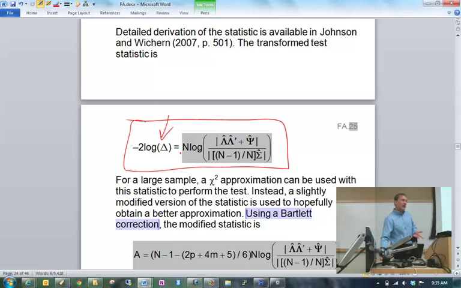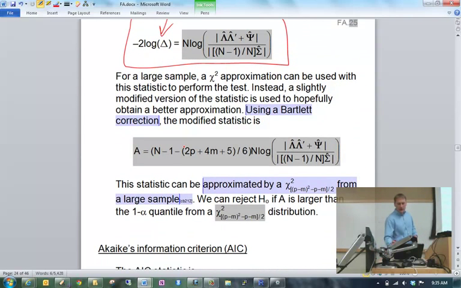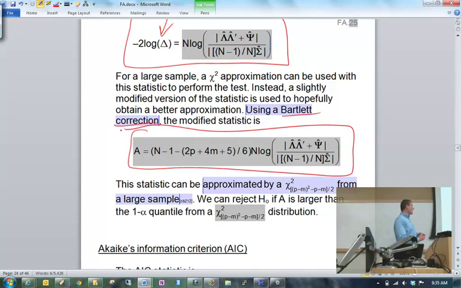In the end, you can actually get a better chi-square approximation if you use what's called a Bartlett correction. So my negative 2 log delta with this correction essentially is replaced by, for lack of a better symbol, A. So that's what this statistic looks like. For a large sample, it can be approximated by this chi-square distribution, and we reject when A is larger than, let's say, the 0.95 quantile from this chi-square distribution.